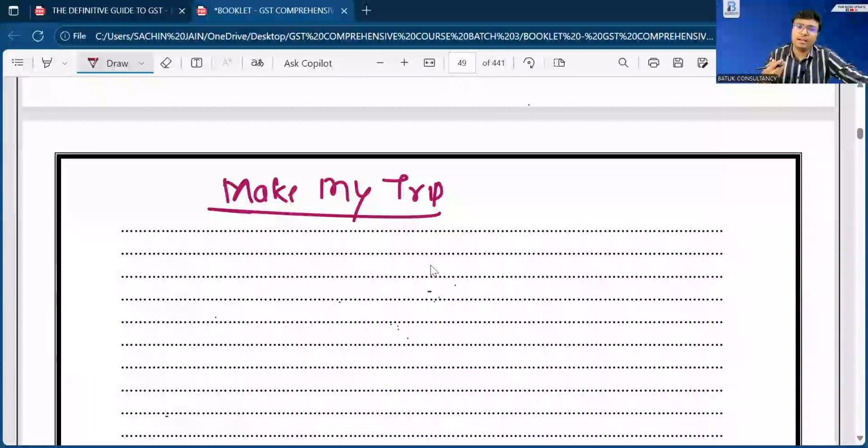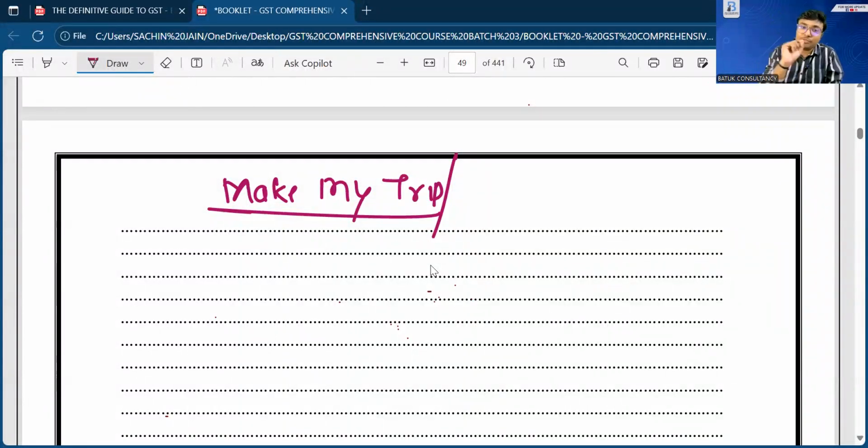So multiple websites are available, Easy Trip is available, through which we can book the tickets. Paytm is also an agent, so we can book tickets from the Paytm app as well. Make My Trip, Easy Trip, Paytm, or multiple platforms are available through which I can book the tickets. Sir, these platforms are also providing services, am I right? So now the question is, what will be the value in the hand of Make My Trip?